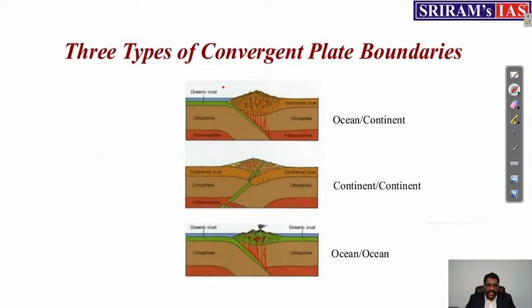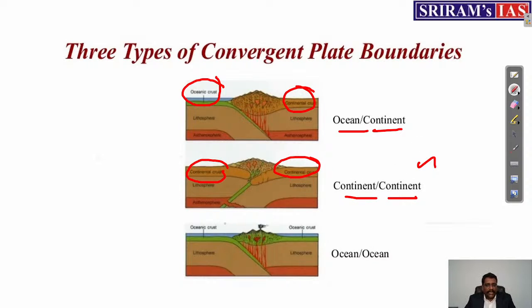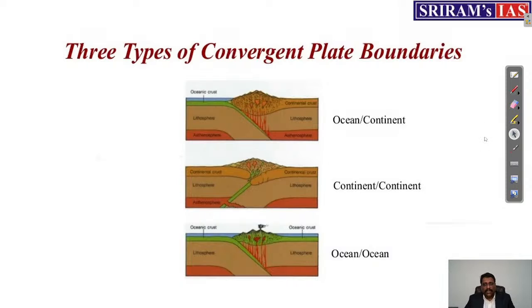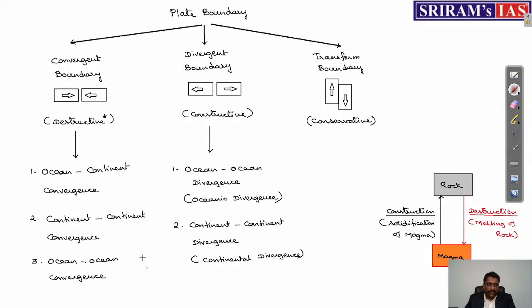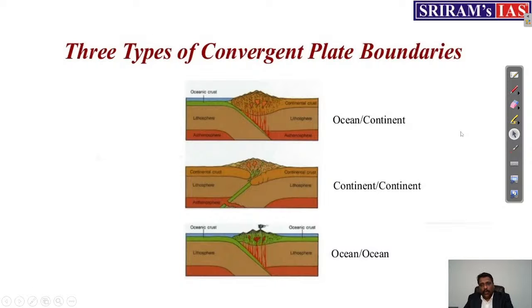See, one side I can have oceanic crust and continental crust going for a convergence. You call them as what? Ocean-continent convergence. Another example, continental crust and continental crust may go for convergence. You call them continent-continent convergence. And the third example, both sides I can have oceanic crust going for a convergence. You call them as what? Ocean-ocean convergence. That's what I have written here. Okay. Three types of convergent: ocean-continent, continent-continent, ocean-ocean.